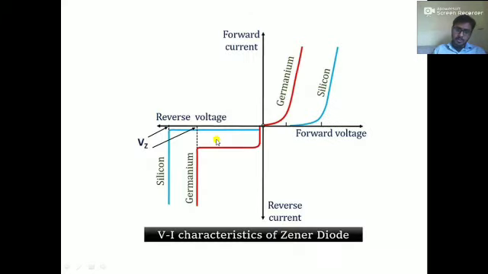The same case applies if we apply the reverse bias. The voltage increases, but the current is zero up to a certain voltage, that is the Zener breakdown voltage. When we reach this point, the current increases very rapidly. So this is called the voltage current characteristics.